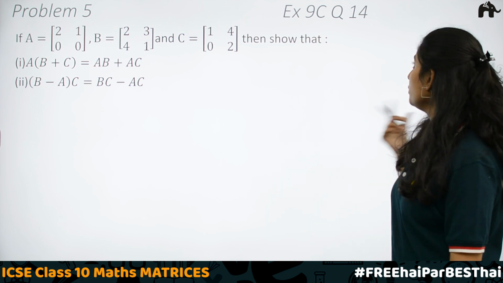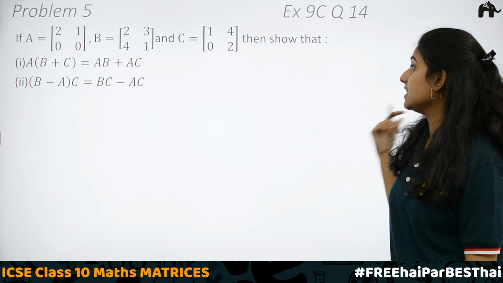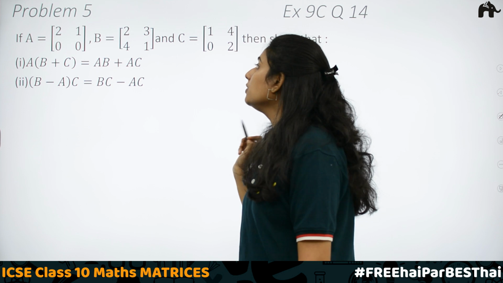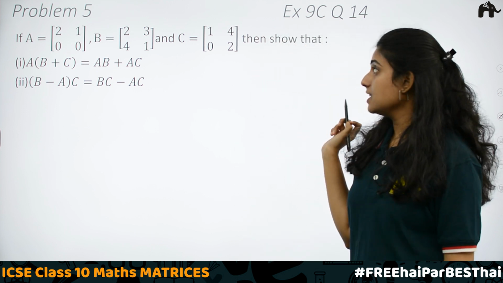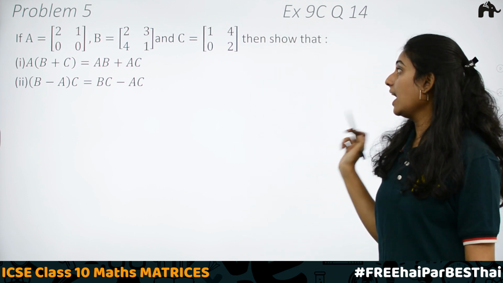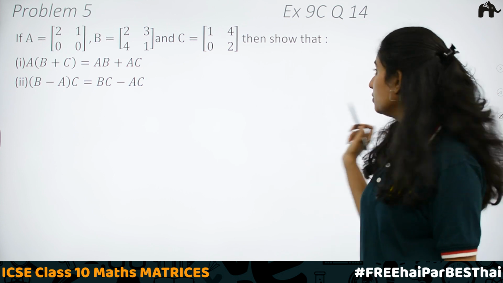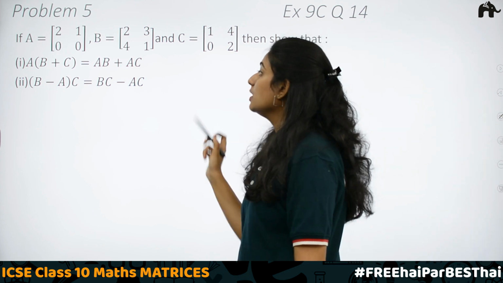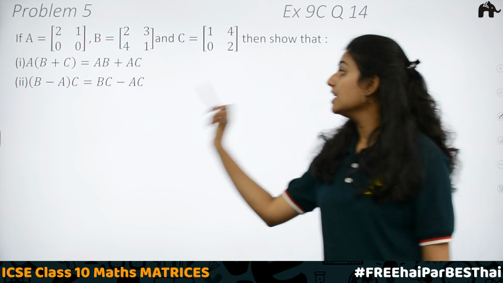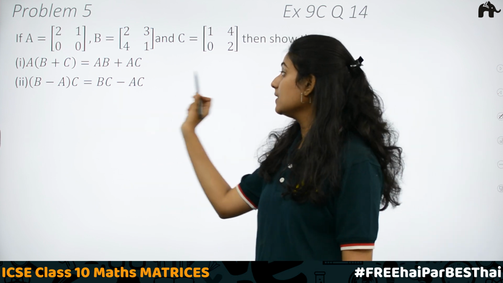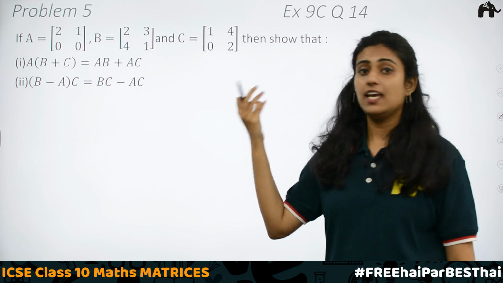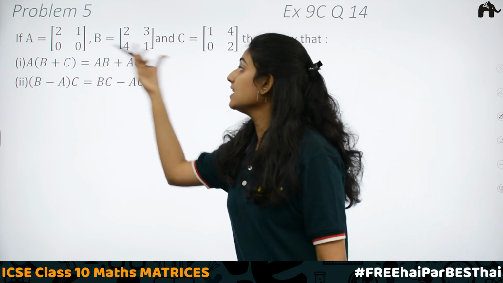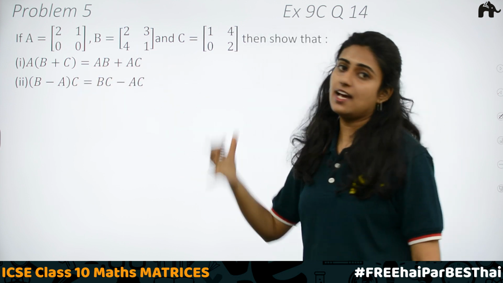Next, problem 5, question 14 of exercise 9C. If A is equal to 2, 1, 0, 0, B is equal to 2, 3, 4, 1 and C is equal to 1, 4, 0, 2, then show that first question A into B plus C is equal to AB plus AC. Second, B minus A into C is equal to BC minus AC. Here we need to find LHS and RHS separately and show that they are equal.